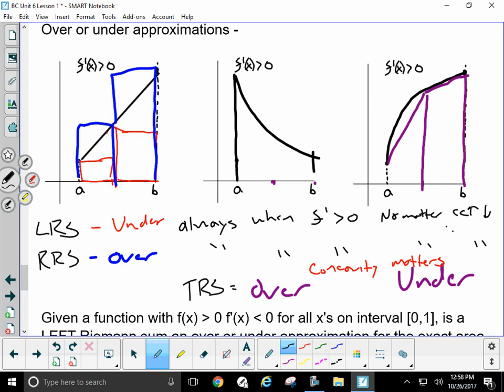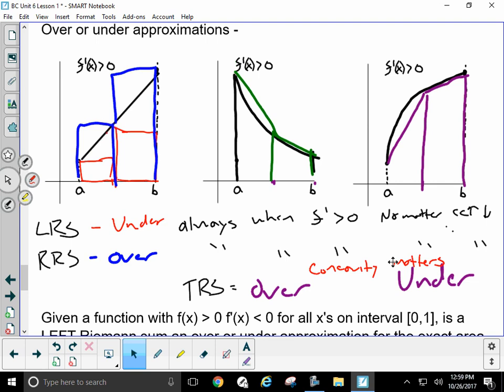No, still over. So I don't want you to memorize rules, but what I want you to do is to be able to just see that concavity is very important in determining if trapezoidal Riemann sums are over or under, where it is not important at all when determining if a left Riemann sum or right Riemann sum is over or under. Okay? Got that? Draw your pictures. Don't memorize rules.